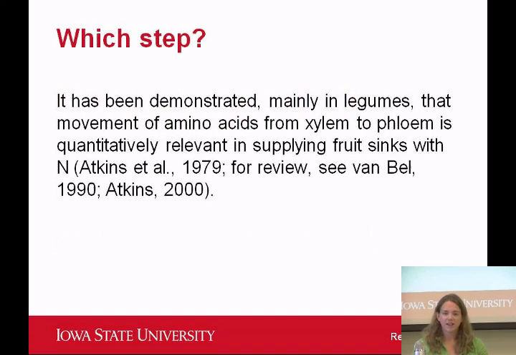Okay, here's another step. Please pause your video. Okay, do you have an idea what this one's doing? It says, it has been demonstrated, mainly in legumes, that movement of amino acid from xylem to phloem is quantitatively relevant in supplying fruit sinks with N. Okay, what did you think?